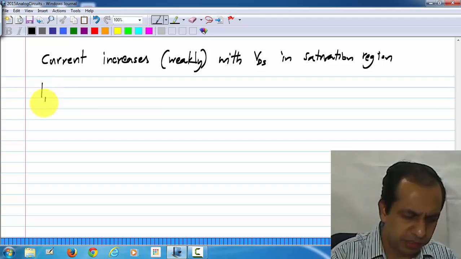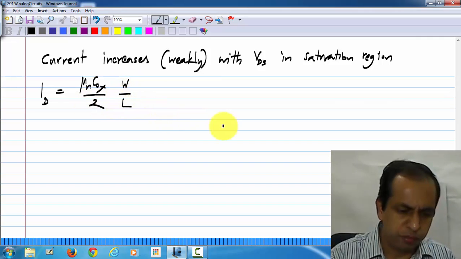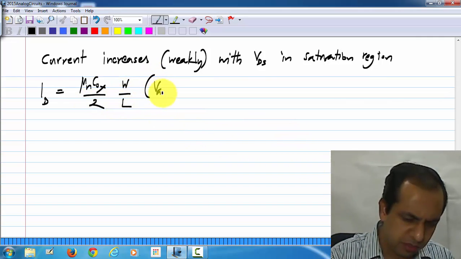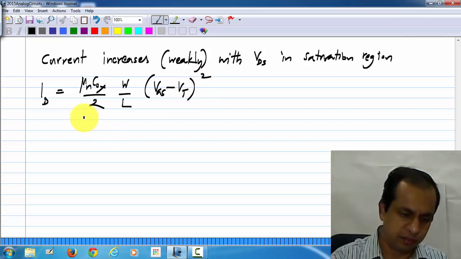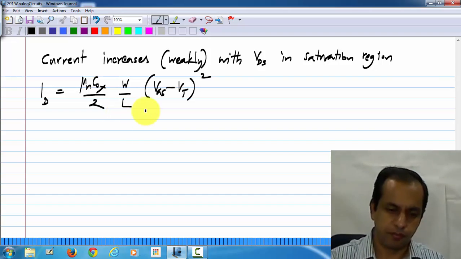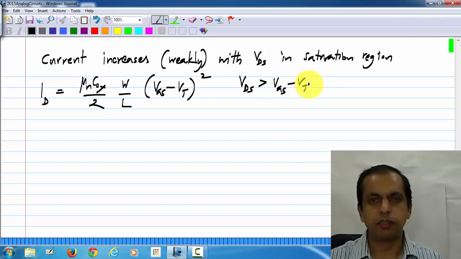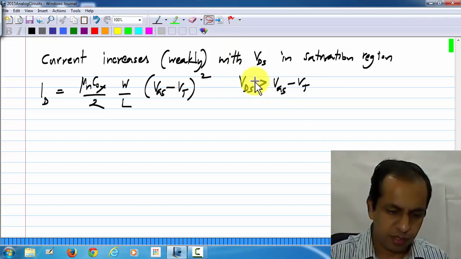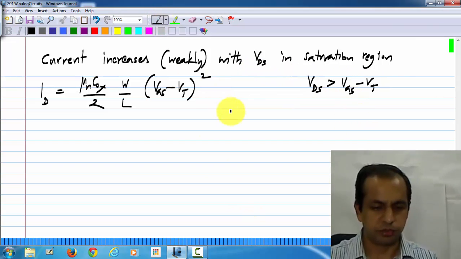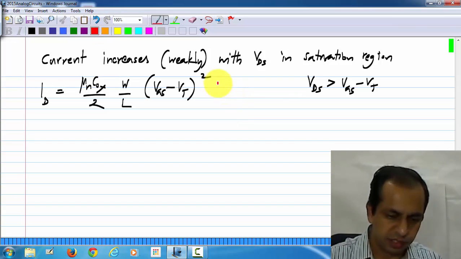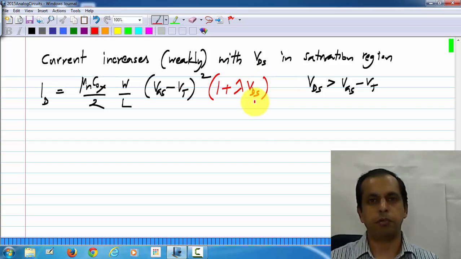The saturation region current equation was mu n C ox by 2 W by L times VGS minus VT square. Okay. This was for saturation, which is to say VDS more than VGS minus VT. It turns out that, like I said, there is a dependence on VDS, whereas this equation has no VDS at all, and that is introduced by an additional factor 1 plus lambda VDS.